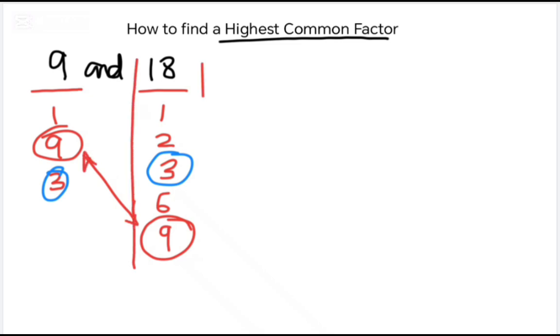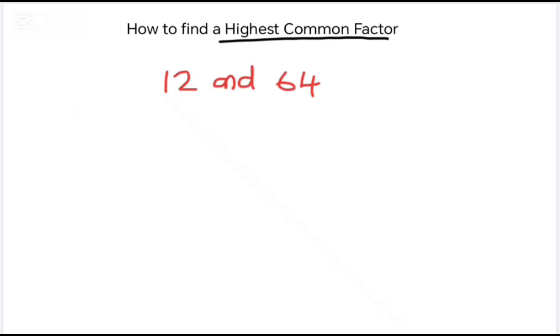How did you find the factors of this one? We use our calculator, and then we look for the highest one. Let's just try one more example before I end this video. So here's the last one. We want to find the highest common factor of what?